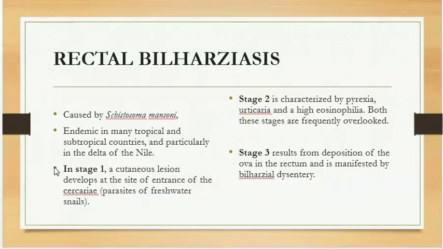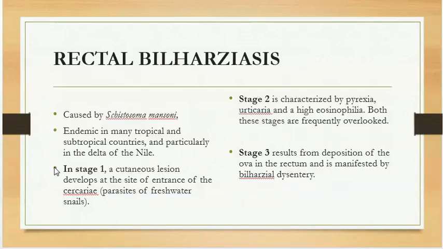In the first stage, the initial part of the disease, a cutaneous lesion develops at the site where this trematode parasite enters, because this parasite is of fresh water. Schistosoma mansoni is a parasite of freshwater snails. So cutaneous lesions develop at the site of entrance of the cercariae. So initially, in stage 1, a cutaneous lesion develops.